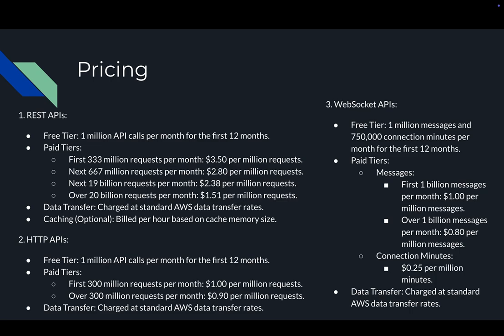So Amazon API Gateway offers a flexible pay-as-you-go pricing model that varies between the types of API you deploy. We have REST APIs, HTTP APIs, and WebSocket APIs. I wrote down the whole thing, but the gist of it is that the first 12 months are free for 1 million API calls per month. But then, as you see, for example on the REST APIs, the first 333 million requests per month is $3.50 per million requests. And as you can see, as you increase on the requests, the pricing goes down. So the more you use, the less you pay.